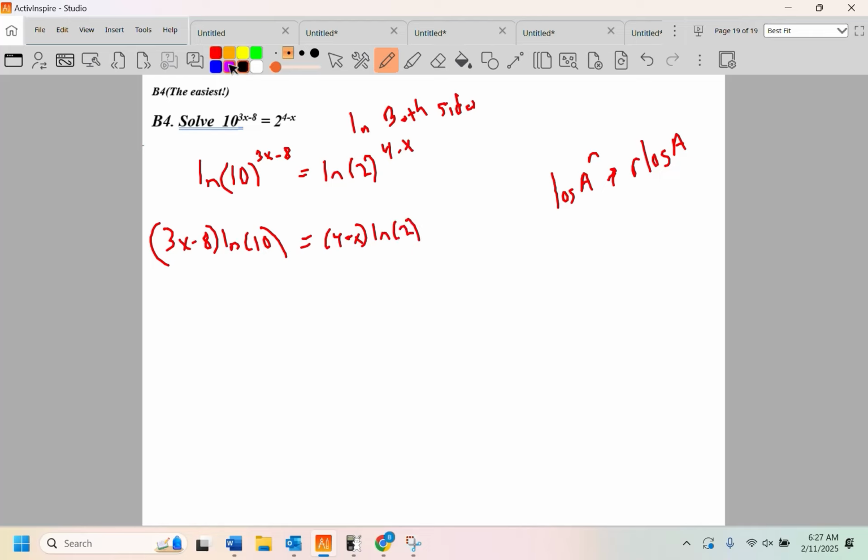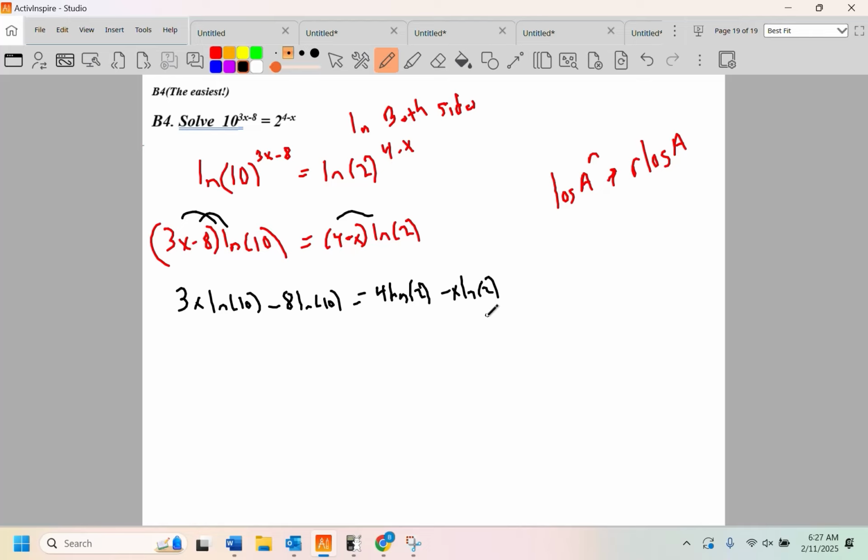We have to learn how to write properly. It's part of it. We're going to use what's called the distributive property here. 3x natural logs of 10 is, oh, no, Milbrath, no, wake up. 3x natural logs of 10 minus 8 natural logs of 10 is equal to 4 natural logs of 2 minus x natural logs of 2.